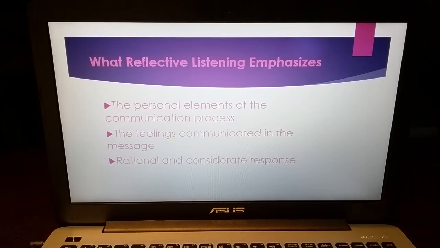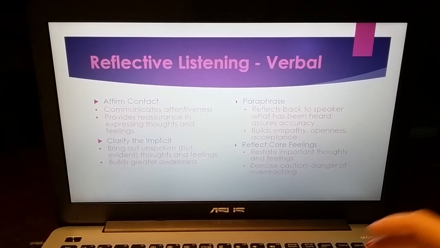Okay, so what does reflective listening emphasize? It's the personal elements, so that there's some sort of personalization of it. So it's not just very cold and distant, that you understand how the communicator is feeling at the time, and also hopefully will give you some kind of rational and considerate response. Okay, let's talk about some verbal reflective listening tools, if you will.